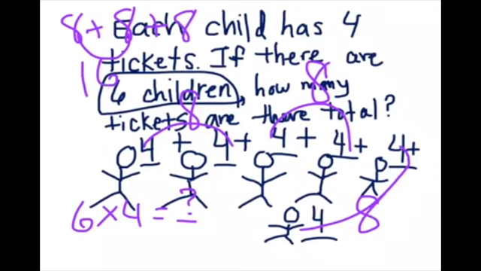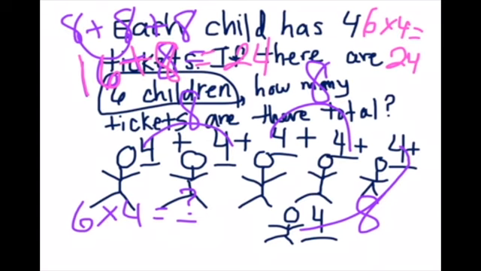All right, 8 plus 8, 16. And then what's 16 plus 8? That's kind of hard to see. 16 plus 8, that gets us to 24. 6 times 4 is 24. So how many tickets are there total? There are 24 tickets.